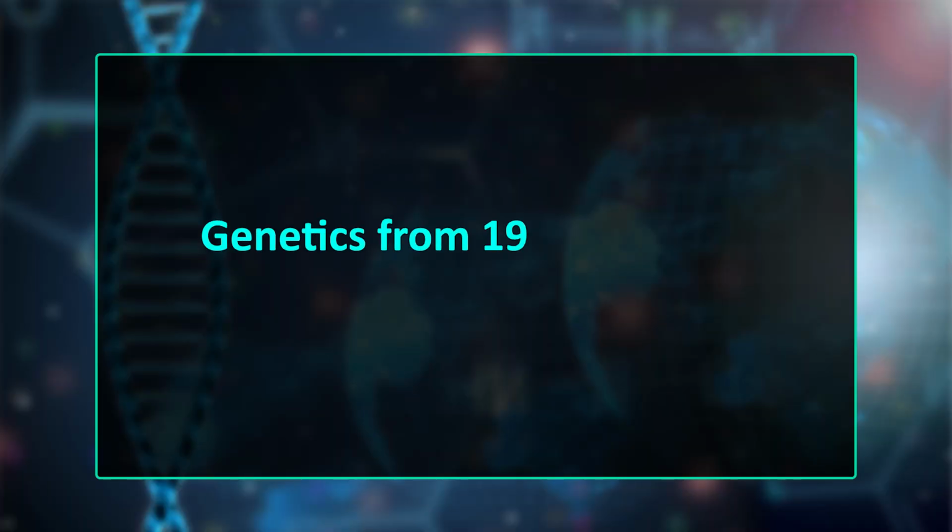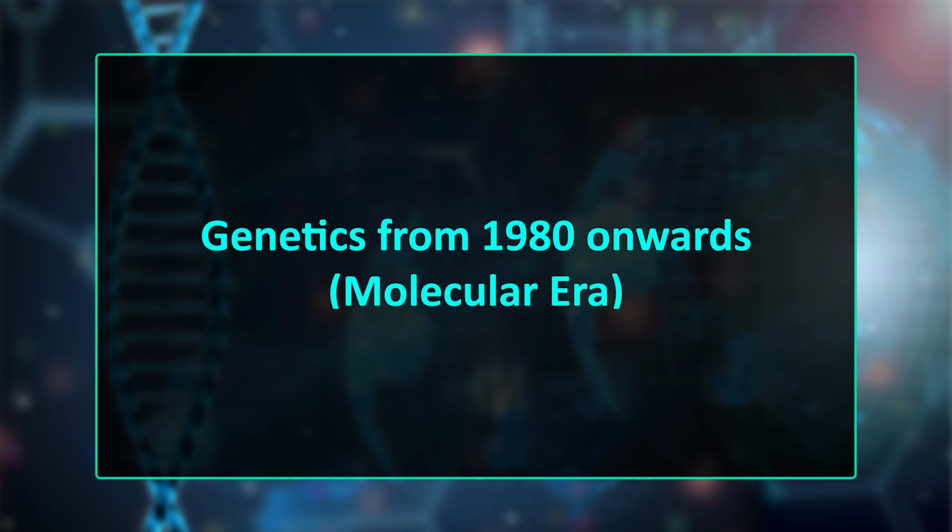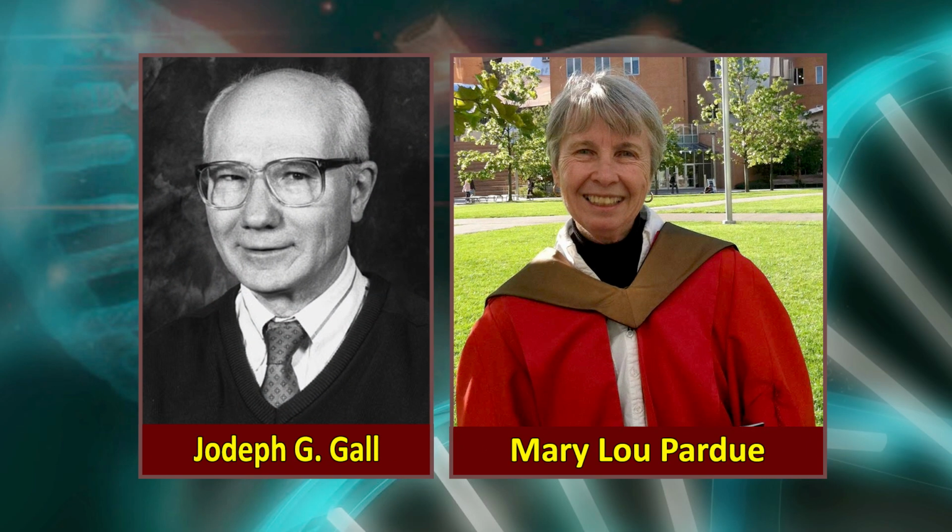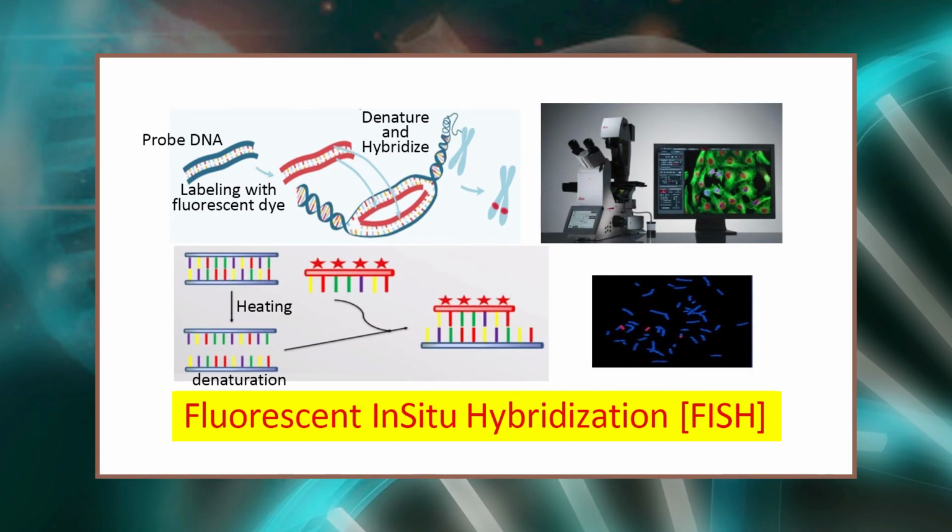Now the fifth one, that is the genetics period from 1980 onwards. That is also called the molecular era of genetics. In the 1980s, Pardue and Gall developed a method to visualize chromosomes using fluorescent-labeled probes called fluorescent in situ hybridization, or FISH, in tissue samples. This study allowed the detection of chromosomal abnormalities that involve small segments of DNA.